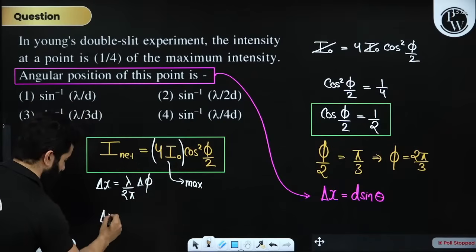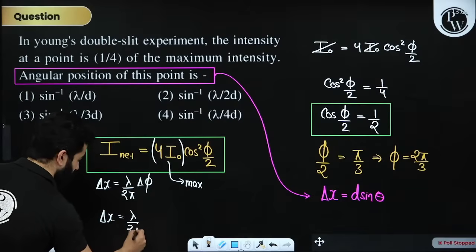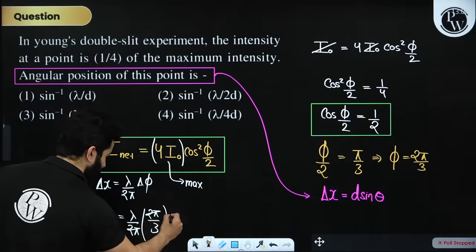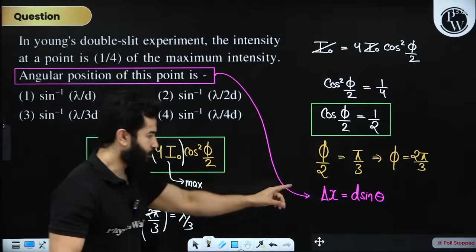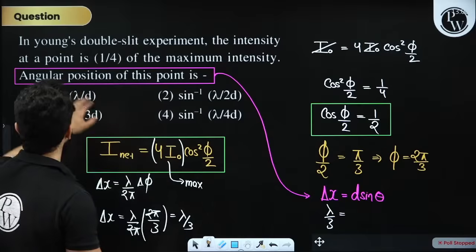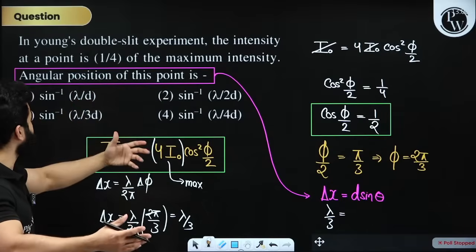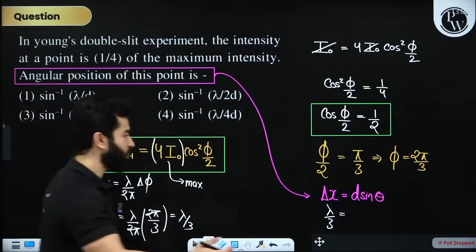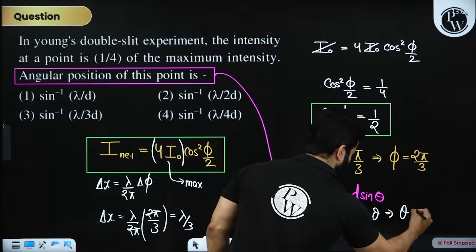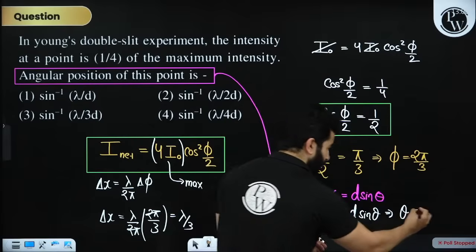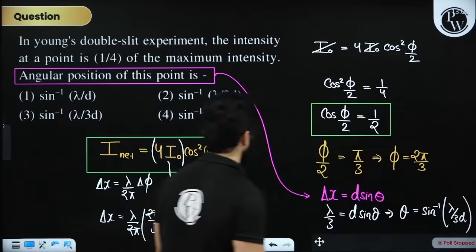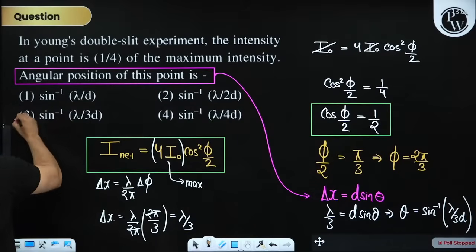So delta x will come out to be lambda upon 2 pi multiplied by 2 pi by 3. So 2 pi and 2 pi get cancelled out. This comes out to be lambda by 3. Substitute it over here. Hopefully they have given what d is. They have not given d in the question, but in the options they have given, so we are going to assume this as d. So d sine theta equals lambda by 3, and from here sine theta will come out to be lambda by 3d. Theta will be sine inverse lambda by 3d. Sine inverse lambda by 3d is the third option.